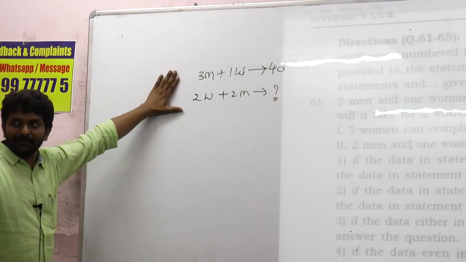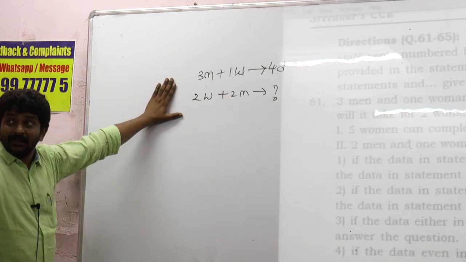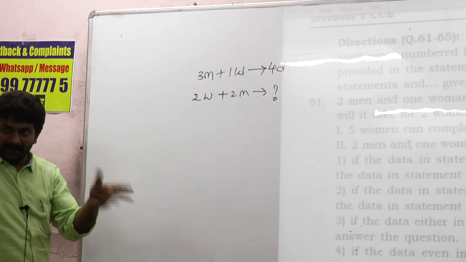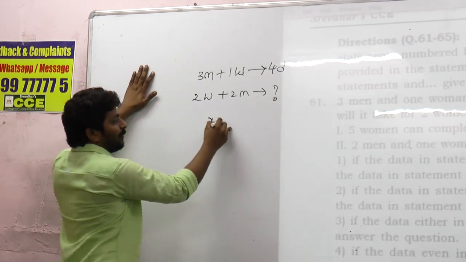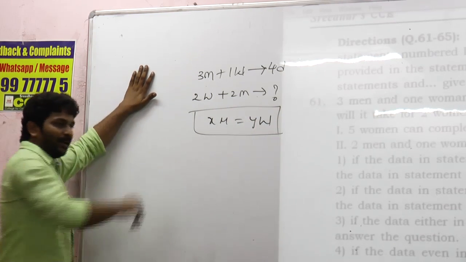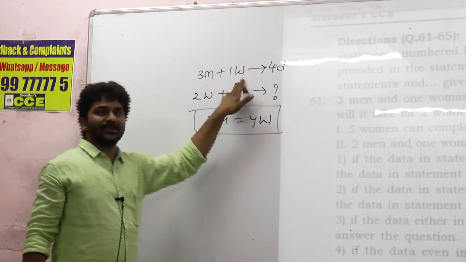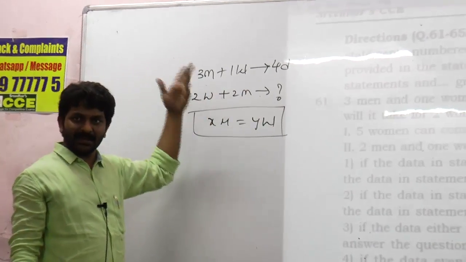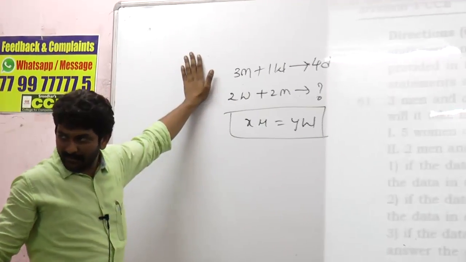First of all, for these type of questions, what is required? You need to know the relation between men and women, like X men's work is equal to Y women's work. If you know the relation, you can convert the entire equation to only men or only women. Are you getting my point?